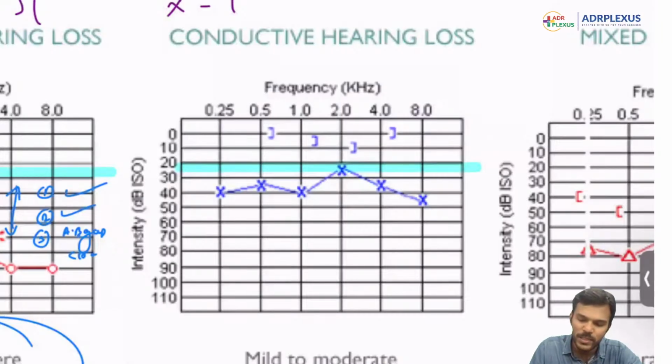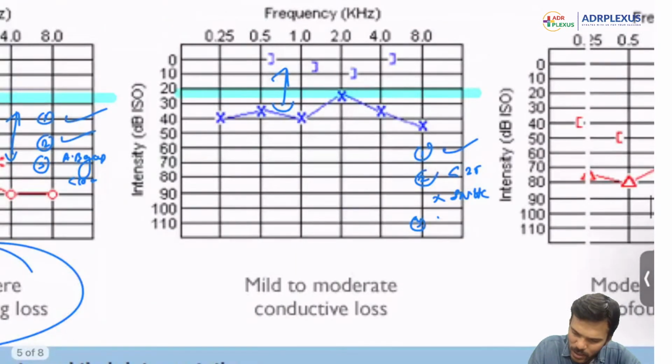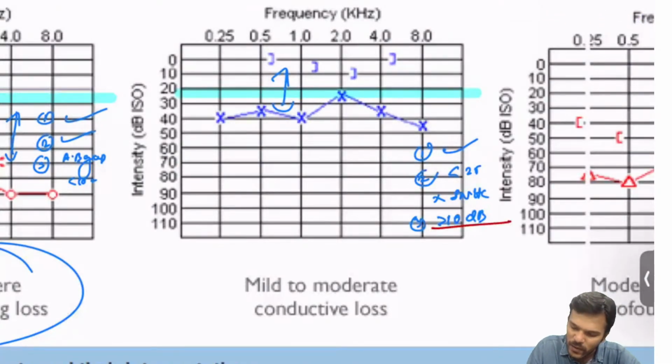First one, any curve more than 25 decibel, hearing loss is present. Bone conduction less than 25 decibel, no sensory neural hearing loss. Number 3, see the air-bone gap. Please pay attention. Air-bone gap more than 10 decibel. Yes, the air-bone gap is more than 10 decibel. It is a clear-cut case of conductive hearing loss. Very, very important case of conductive hearing loss.